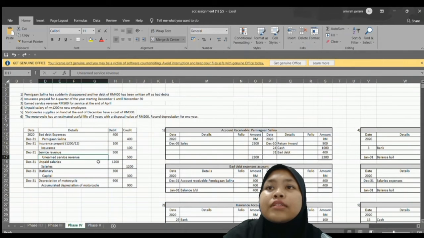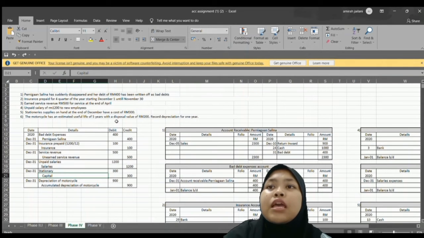So for number 5, stationery supplies on hand at the end of December has a cost of 300. So perniagaan Sunshine ni dia membawa masuk stationery supplies pada hujung bulan Disember sebanyak 300. Jadi kita perlu assume yang stationery supplies tu as a capital. So stationery supplies will debit to account stationery supplies and credit to capital.